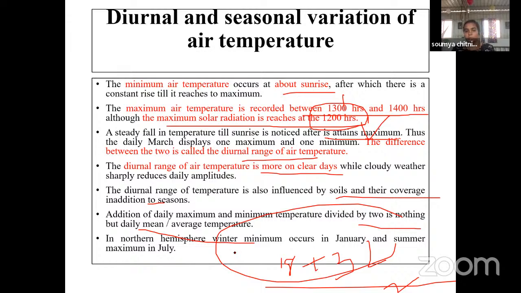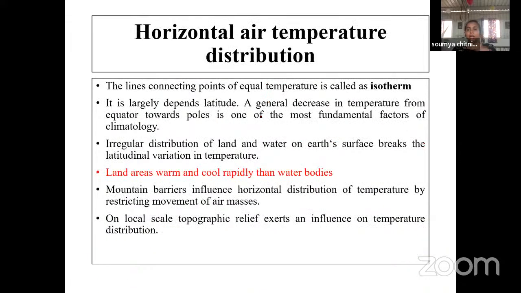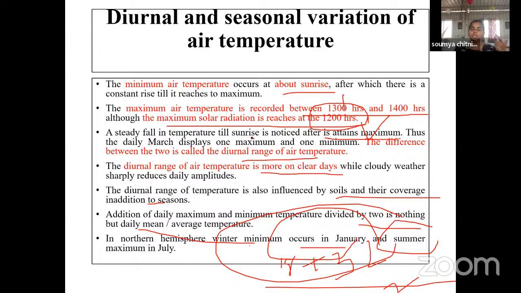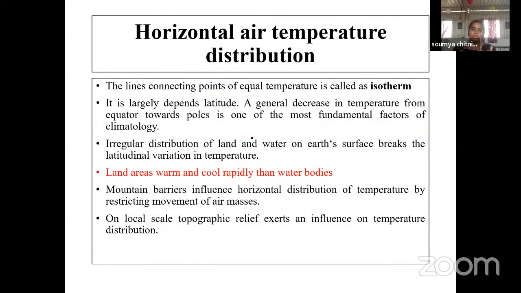So in the northern hemisphere, the winter minimum temperature occurs in January, and in summer the maximum is in July. Temperature we usually find more and less. Okay, and this diurnal variation is mainly because of the vertical temperature difference.